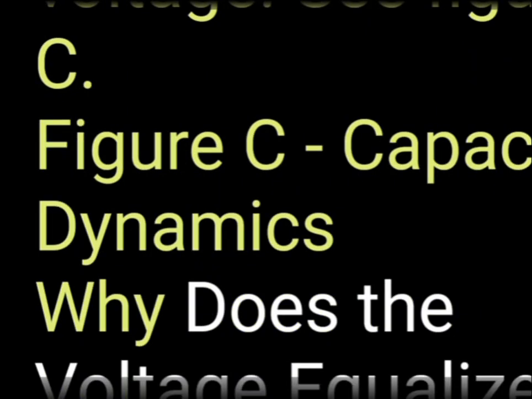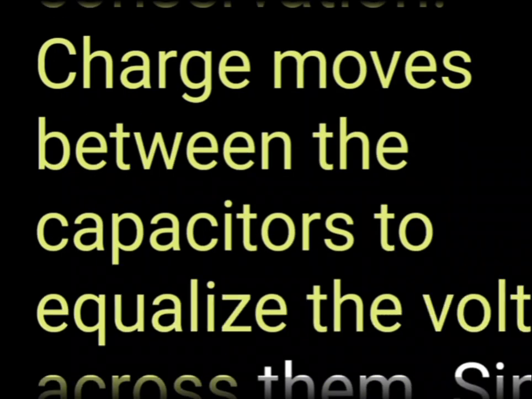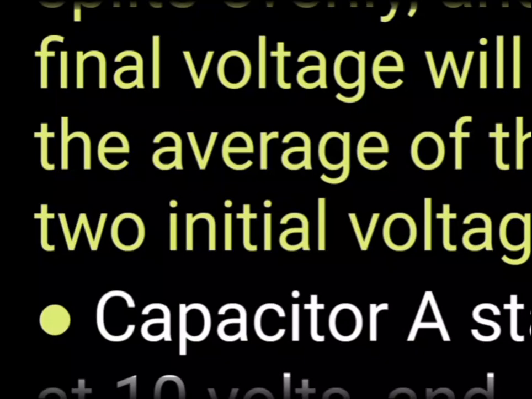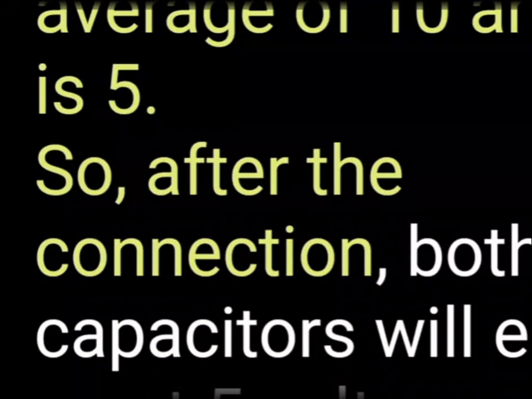Why does the voltage equalize? This happens because of charge conservation. Charge moves between the capacitors to equalize the voltage across them. Since both capacitors are identical, the charge splits evenly, and the final voltage will be the average of the two initial voltages. Capacitor A starts at 10 volts, and capacitor B starts at 0 volts. The average of 10 and 0 is 5. So, after the connection, both capacitors will end up at 5 volts.